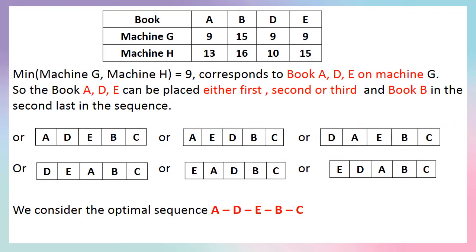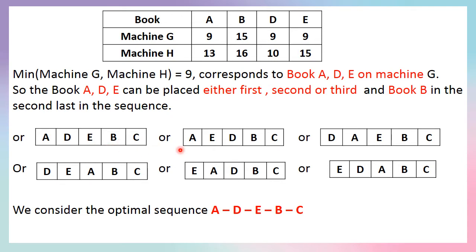Now we find the minimum value of the timings of machines G and H. Here it is 9, which corresponds to books A, D and E on machine G. So the books A, D and E can be placed in the first 3 positions and the remaining book B can be placed second last in the sequence.